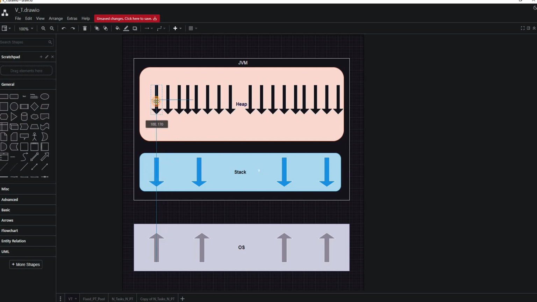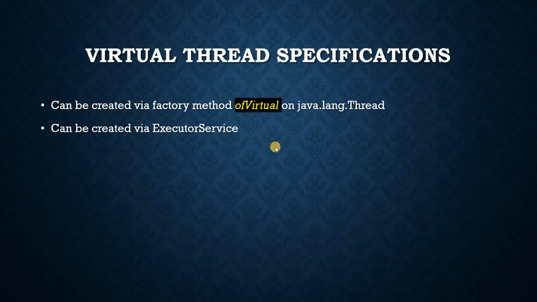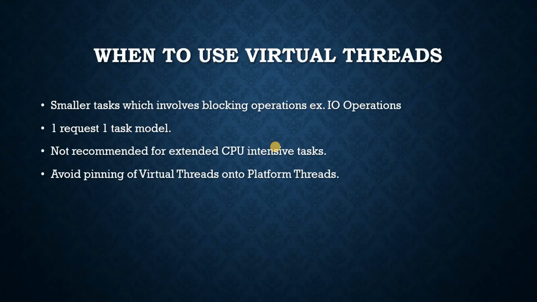So now let's see a few more concepts of virtual threads. We can create the virtual thread via a call of a factory method, which is ofVirtual, and they can also be created via executor service. So we'll see all this with the help of some code. Before that, we'll see when to use virtual threads.